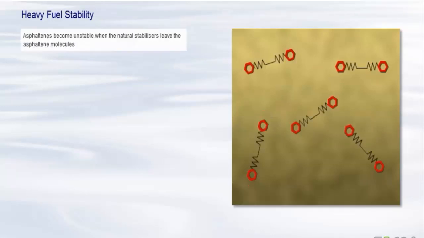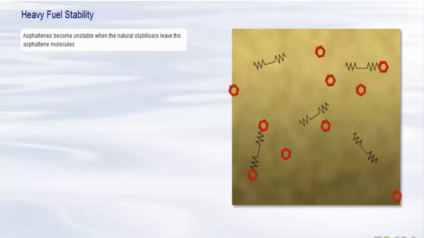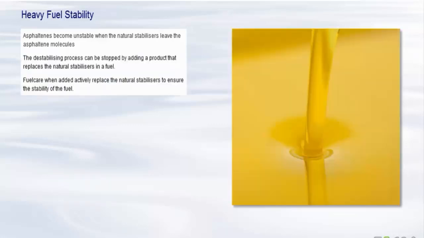As previously mentioned, asphaltenes become unstable when the natural stabilizers leave the asphaltene molecules. The destabilizing process of a fuel can be stopped by adding a product that replaces the natural stabilizers in a fuel. These added stabilizers find the asphaltene molecules and attach themselves to them, stopping further growth of the asphaltene particles. This means that the asphaltene molecules will still be in suspension and will not separate from the bulk of the oil. From WSS, Fuel Care contains these stabilizers and will, when added, actively replace the natural stabilizers to ensure the stability of the fuel.